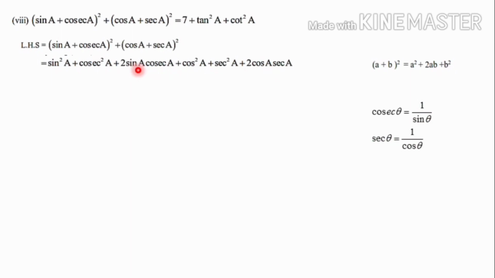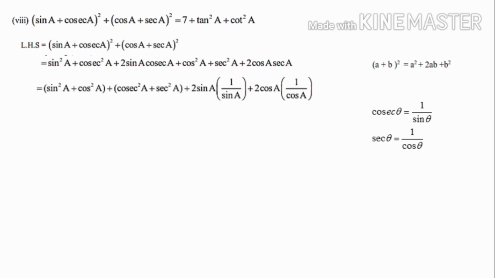That we are going to substitute, plus again regrouping we are doing, that is sin square A and cos square A we have taken together, cosec square A and sec square A we are taking together, plus 2 sin A cosec A. In that cosec A we are replacing as 1 by sin A. Here 2 sin A into 1 by sin A plus 2 cos A sec A. In that the sec A we are changing and writing as 1 by cos A. Here cos A will be cancelled, sin A will be cancelled, and sin square A plus cos square A we know that the identity is 1.